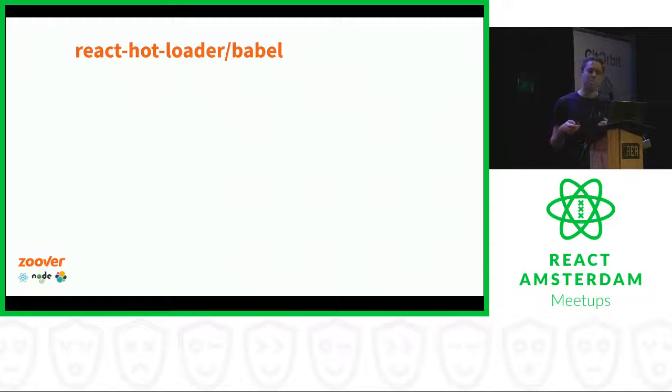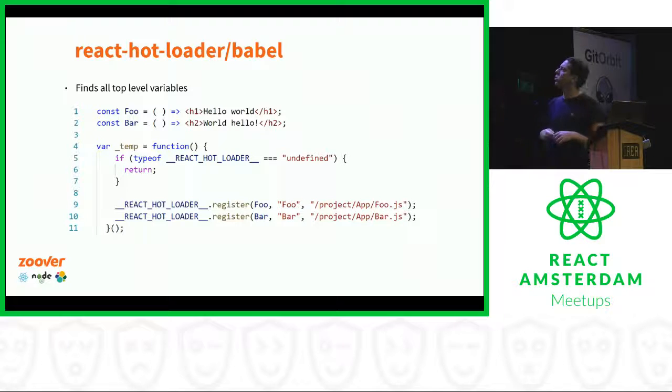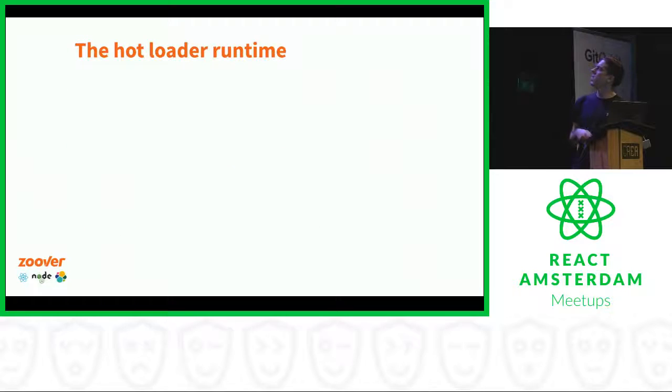Another part of React Hot Loader is the Babel plugin that they provide. The goal of the Babel plugin is to basically find every component that it can find inside of your code base. The way that it does it is it traverses your modules and finds all the top level variables. So for instance, here we declare the Foo and the Bar component, and React Hot Loader will add a small piece of code that registers those components with their ID and their file name with the runtime.